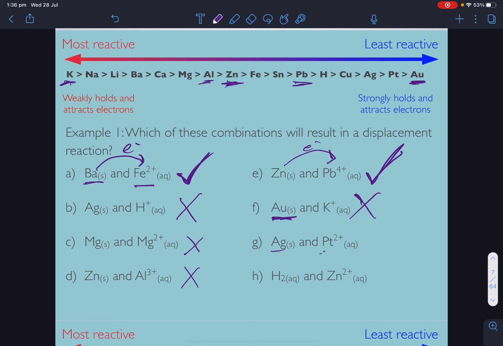Silver and platinum. Alright, we're dealing with down here. So out of the two, platinum likes its electrons more. Platinum's an ion. It will take the electrons from the silver. So we will get a reaction. Hydrogen and zinc. Alright, hydrogen's further to the left. Hydrogen likes its electrons more. It's all full. Okay, zinc's further up. No reaction.